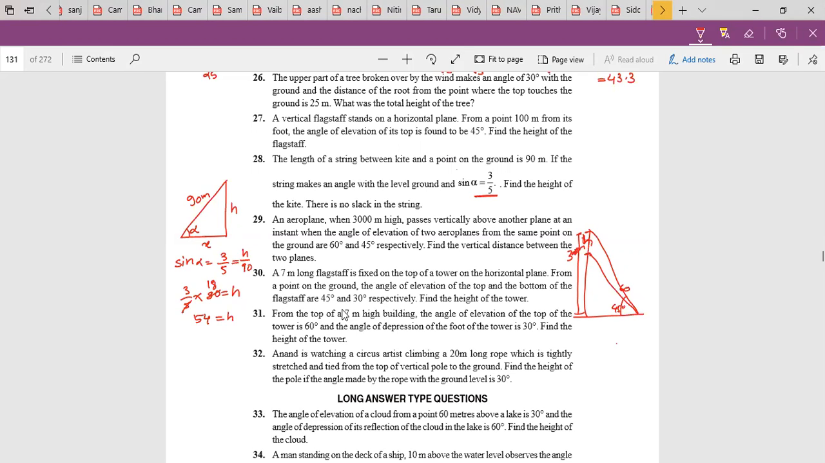Ma'am, in the 31st one, I'm just clarifying something. The building is shorter than the tower, right? From the top of the 7-meter high building, the angle of elevation of the top of the tower is given. That means the tower should be at a higher distance. Okay, ma'am. The tower is bigger than the building.